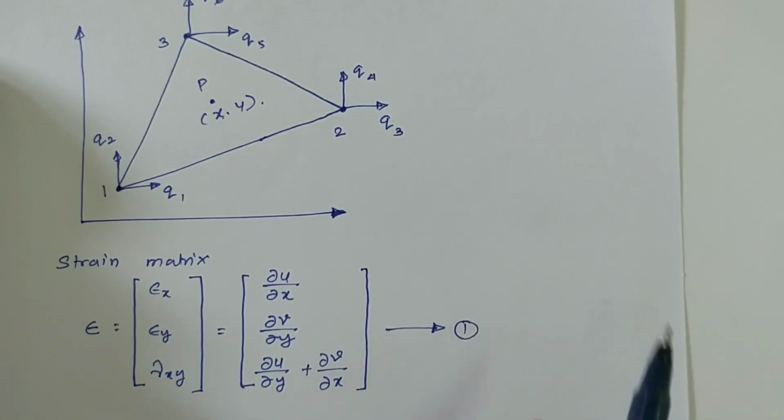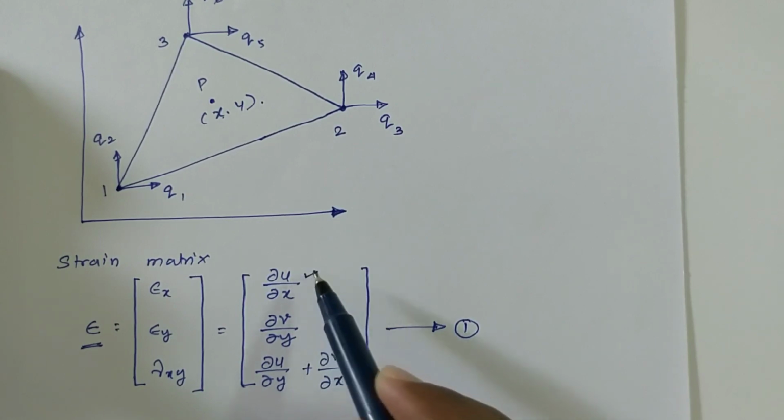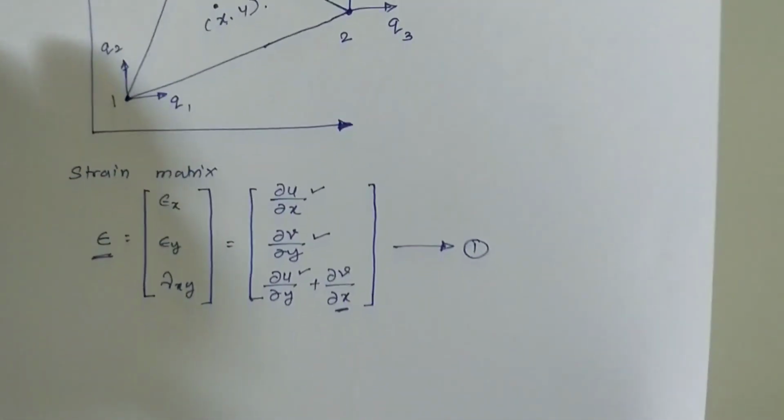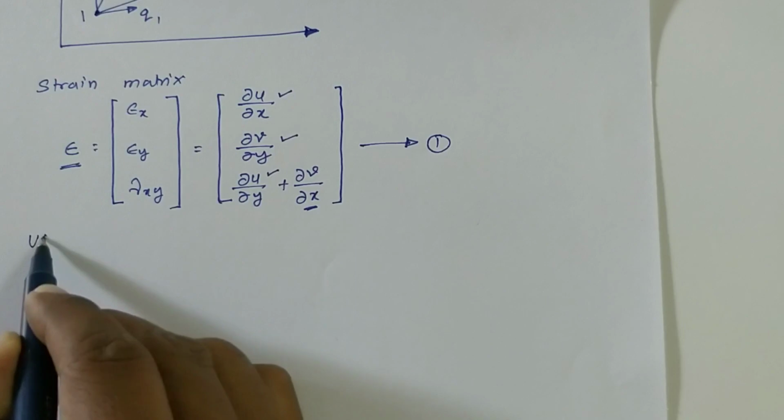Now this is what we are supposed to find out. We are supposed to find out the strain matrix. Our intention will be to find out these unknowns: dou u by dou x, dou v by dou y, dou u by dou y, and dou v by dou x. We need to find out this unknown matrix, the unknown strain functions. For this I'll use chain rule.